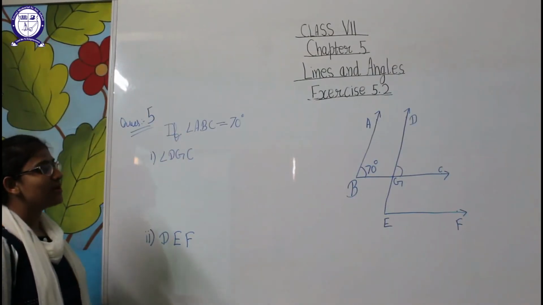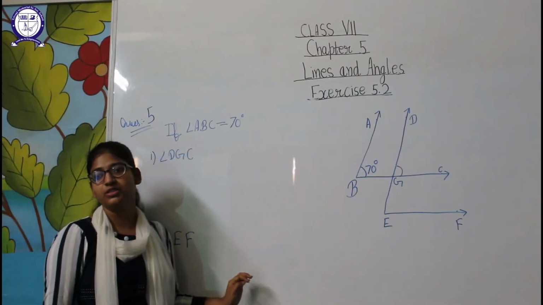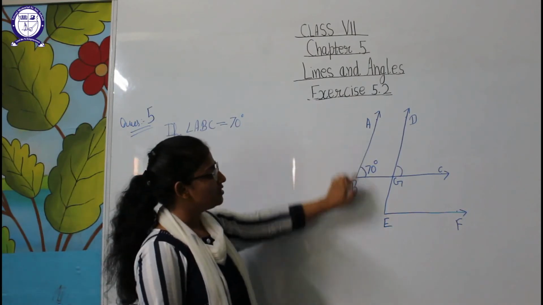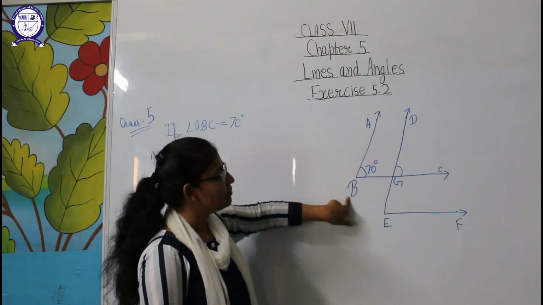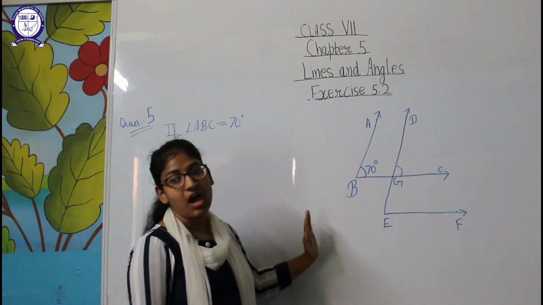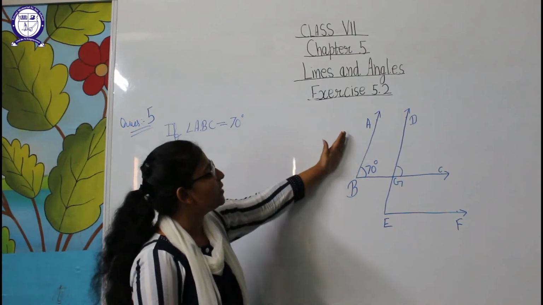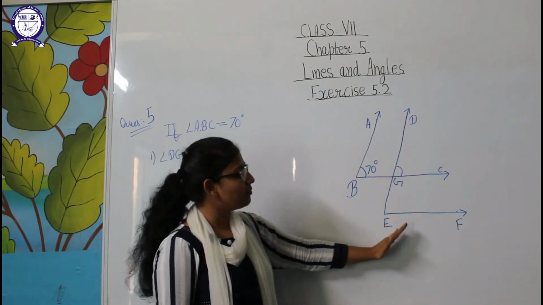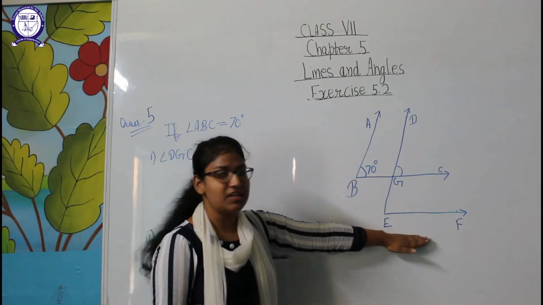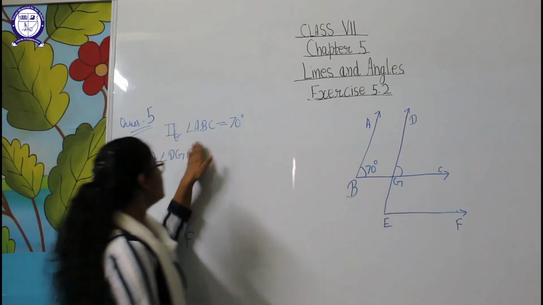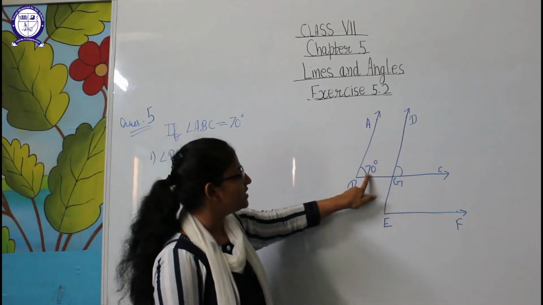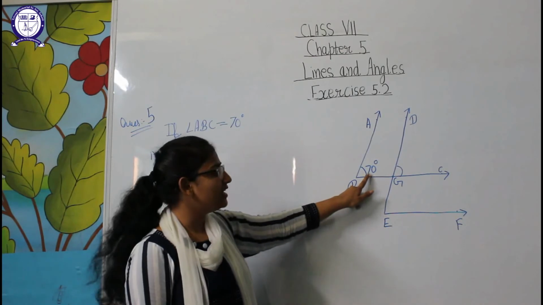Students, in the fifth question it is given that arms of the two angles are parallel. In this, these two angles are here A, B, C and D, E, F, and their arms are parallel to each other. It means AB is parallel to this arm DE and BC is parallel to this arm EF, and ABC is given to be 70 degree. This is angle ABC, so this is 70 degree.